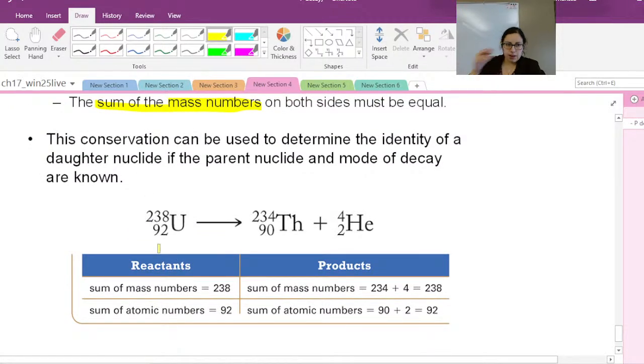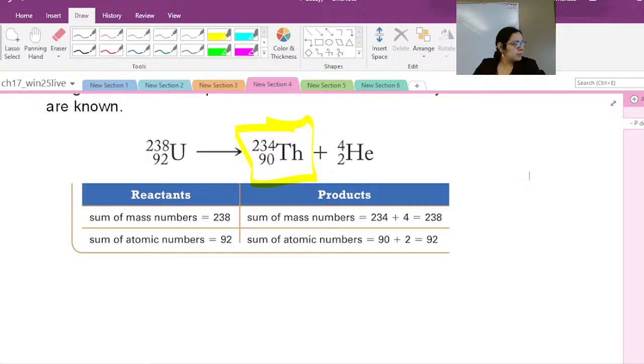So you could be given your parent 238 uranium isotope. It undergoes alpha decay. What's the product? Obviously it's easy to subtract 4 and 2 to get our 234 thorium there. And then once you get the 90, you can go look at the periodic table to see what element matches. Questions on that?